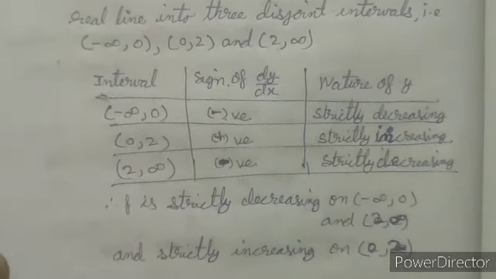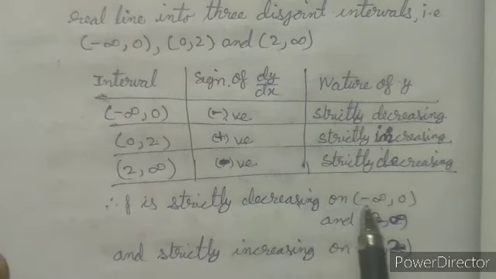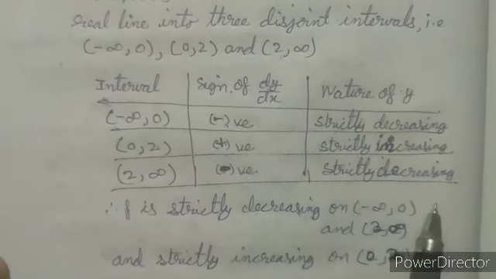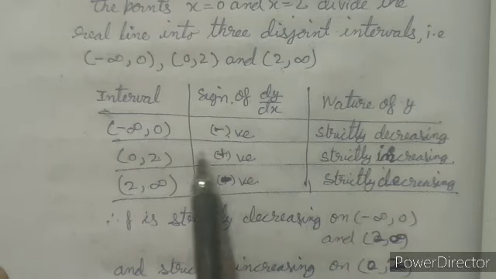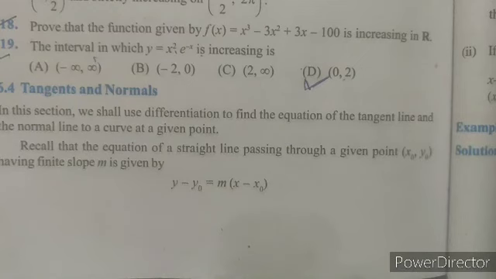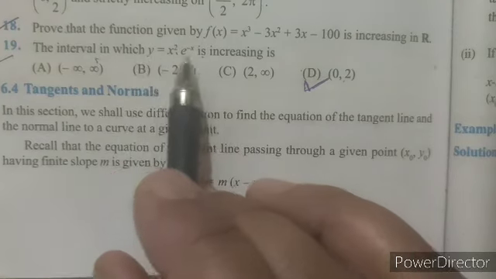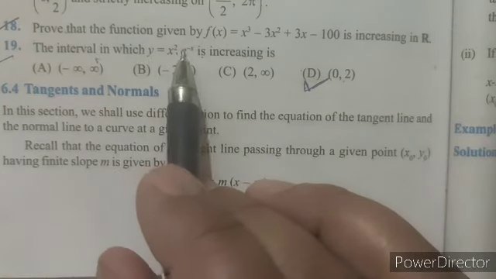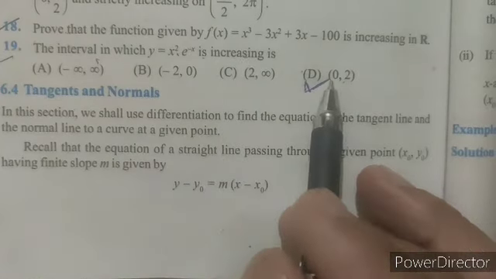Thus, we can say that f is strictly decreasing on minus infinity to 0 and from 2 to infinity, and is strictly increasing from 0 to 2. Thus, our correct option is option D. That means the function y equal to x square e raised to power minus x is increasing in 0 to 2.